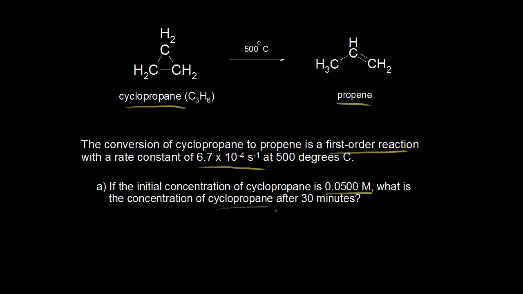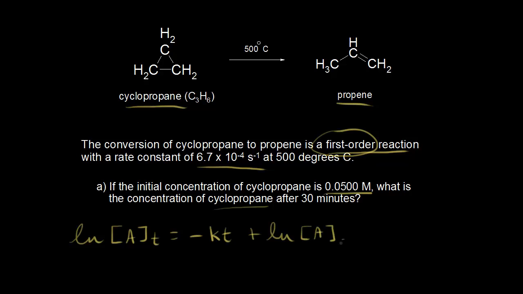after 30 minutes? Well, to solve for this concentration, we can use the integrated rate law that we found in an earlier video. Since this is a first-order reaction, the integrated rate law, or one form of it, is the natural log of the concentration of A at any time t is equal to the negative kt, where k is the rate constant, plus the natural log of the initial concentration of A. And here cyclopropane, or C3H6, is A.